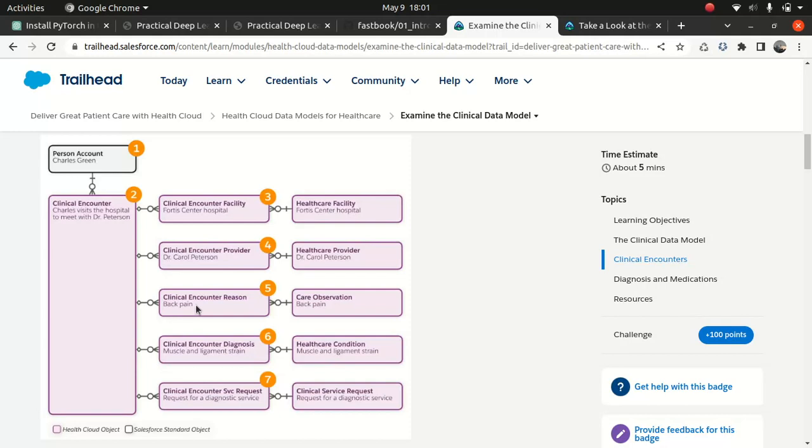So that's under encounter reason and diagnostic, muscle strain. This is not really the case. In this case, it's kidney stone. And yeah, so this is how you normally build a data model. And I personally believe it's very important to build a data model. A healthy data model is very important.